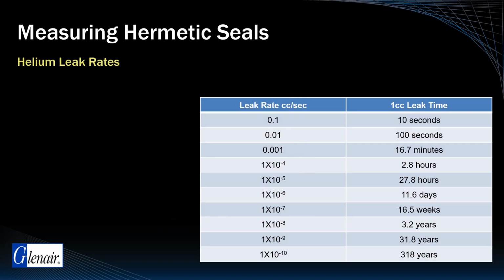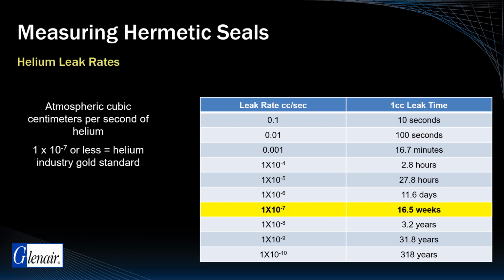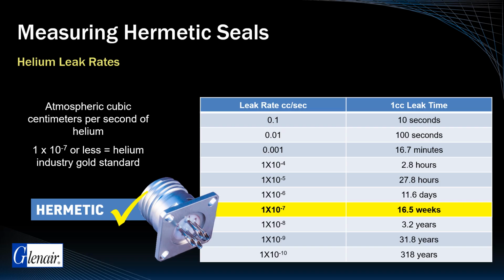The unit of measure which is commonly used in such testing is atmospheric cubic centimeters per second of helium. Various DLA specs define a leak rate measurement in the range of 1 × 10⁻⁷ cubic centimeters of helium per second as the modern acceptable leak rate for our industry, and any current day technology that can maintain that standard over the service life of the connector is considered to have met the hermetic seal standard.